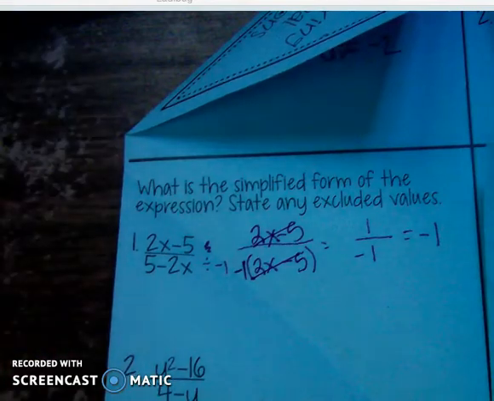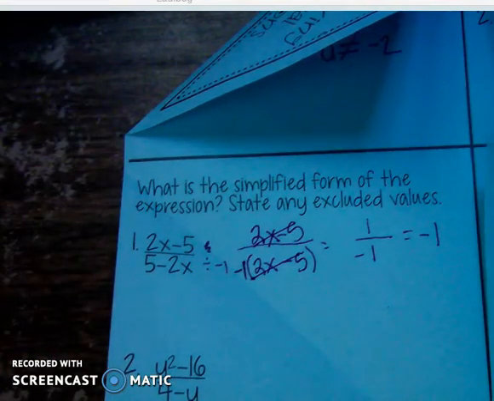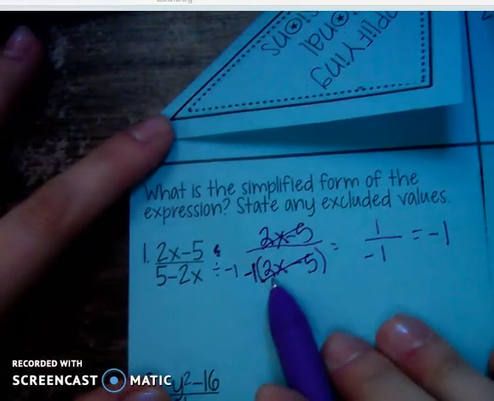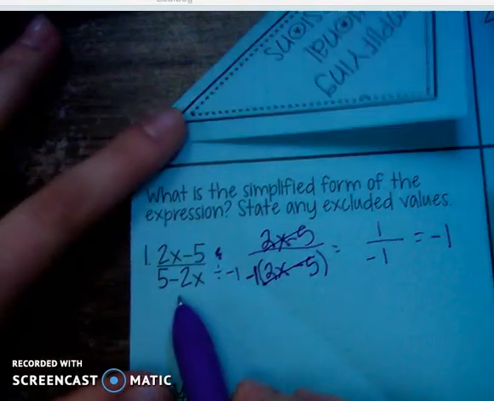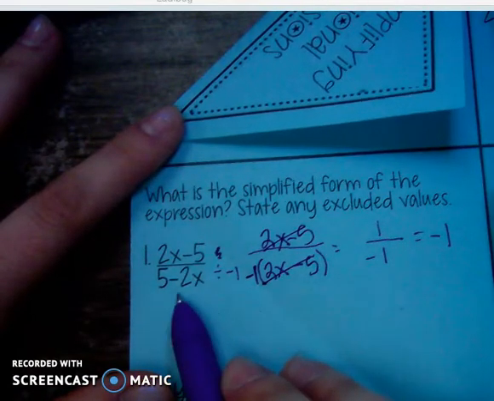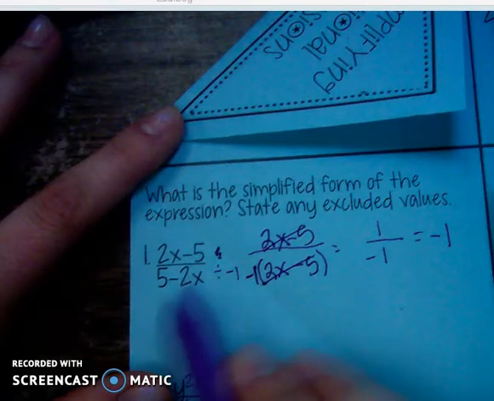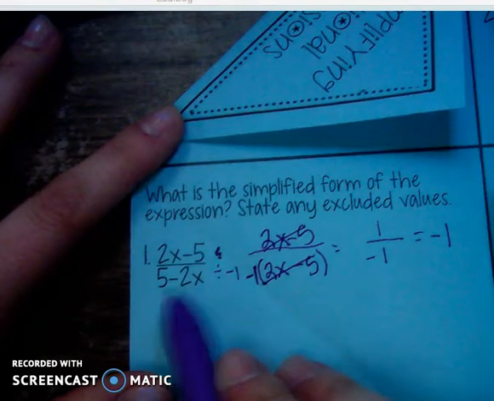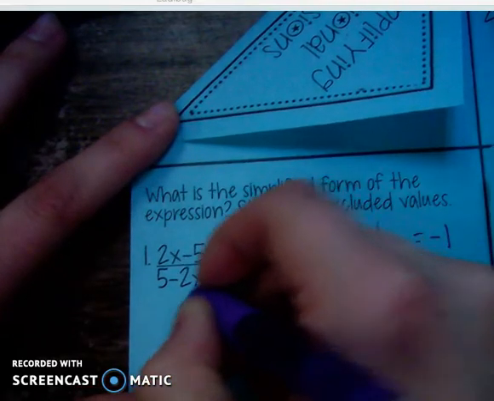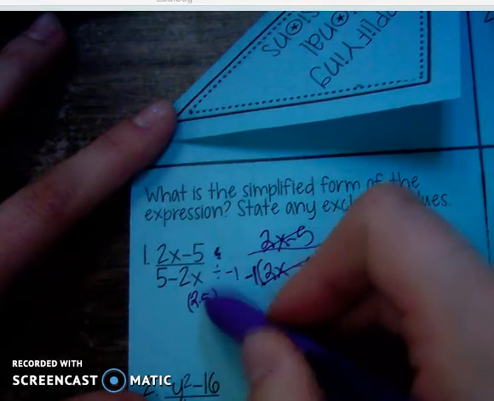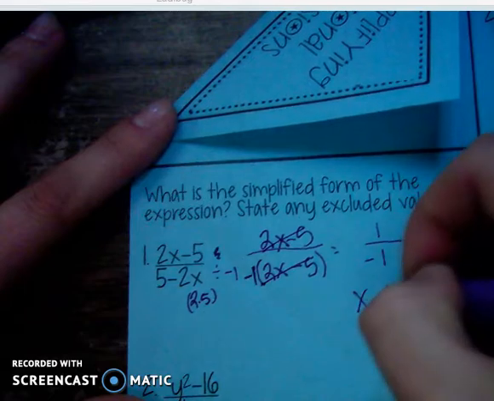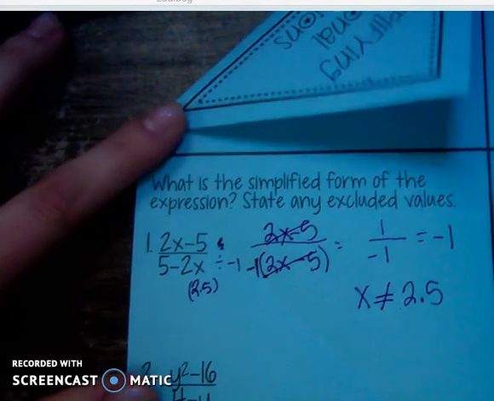All right, and then we've got to state anything that's excluded. So that means that the original bottom cannot equal 0. All right, so 5 minus 5 would equal 0. Well, what would x be in order to make that 5? Well, half of 5 is 2.5. So if I multiplied 2.5 by 2, that's 5. So 5 minus 5 is 0. So x cannot equal 2.5 because that would zero out the whole bottom.